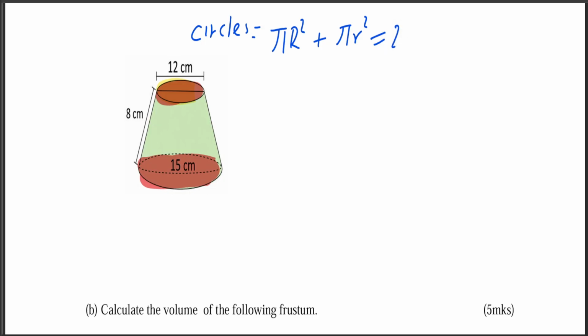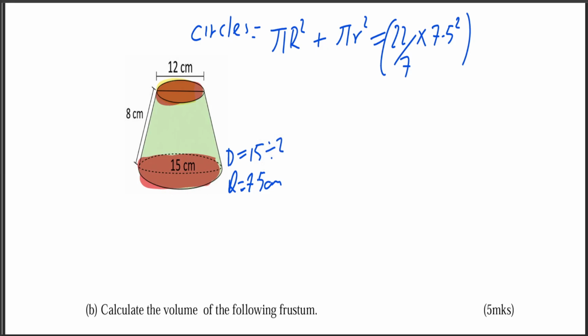So pi r squared, 22/7 times the larger radius. Remember our diameter here is 15. So the larger radius is going to be 15 divided by 2, which will give you 7.5. Now, this one is 7.5 squared. So half of that, nusu yake. You just take 15 divided by 2 and you're going to get your radius. So very easy.